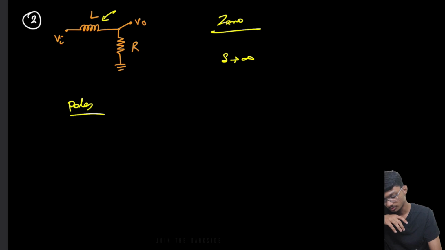Now let's go for the poles. For the poles, what we can do is make z2 equal to minus z1. We'll get the same value, which is s equals minus L by R.